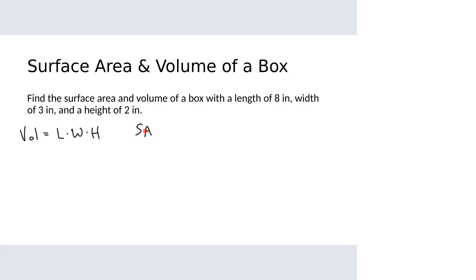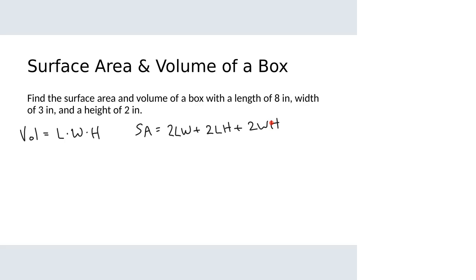The surface area of a box, we had to consider each piece of the box, top and bottom, front and back, left and right, and add up the area of each of those sides. And the formula that came forward for that was 2 times length times width plus 2 times length times height plus 2 times width times height. Essentially, finding surface area and volume is really about using these formulas, plugging in carefully, and then evaluating.